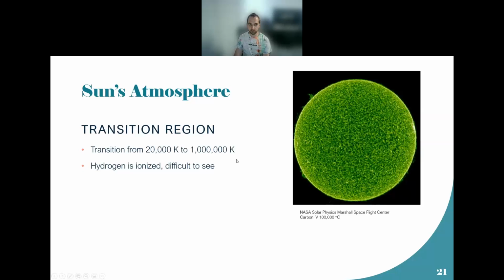It's a difficult layer to see. The hydrogen is all ionized. So to see it, you often look in wavelengths of different ions, like the carbon-4 ion. You can see it like this in this picture. It sees stuff that's around 100,000 degrees Celsius.